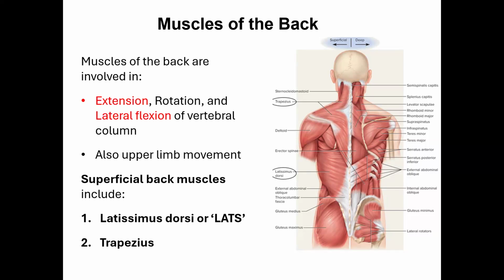So trapezius is one of the important muscles here. It's a very big muscle here. This huge muscle here is the trapezius. And then you have what is called the lats, latissimus dorsi. So this is the lats. So these two big muscles are the superficial muscles.